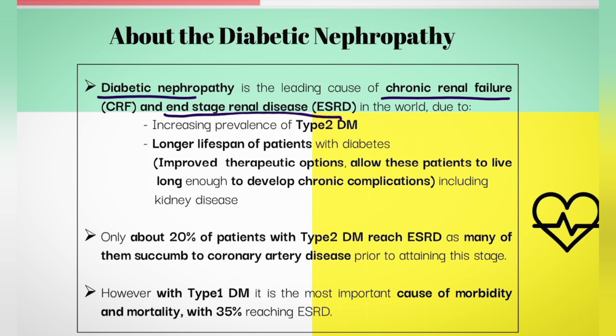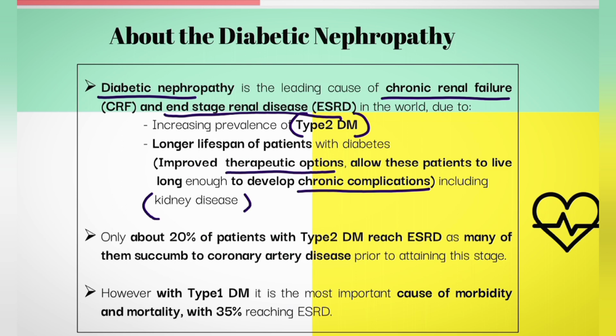Why? Because nowadays there is an increase in the prevalence of type 2 diabetes mellitus in the world, and as many therapeutic options are available nowadays, such patients live longer, and as their life is long, there is increased chance of developing chronic complications, including kidney disease.